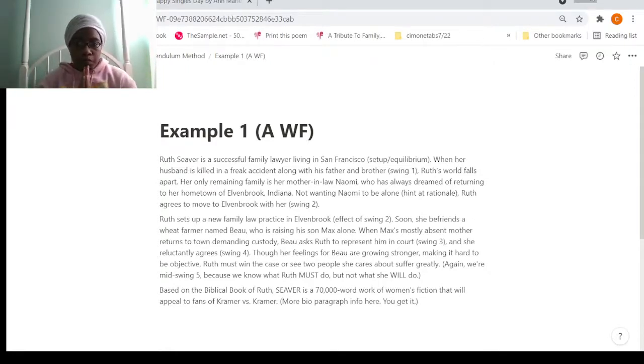So, I hope that this was helpful to you as you get started writing a query. I do think that even when you use this formula, you can break rules, you can change things. This exact formula might not work for every story. You may have to change it up in order to have what works for your specific story.